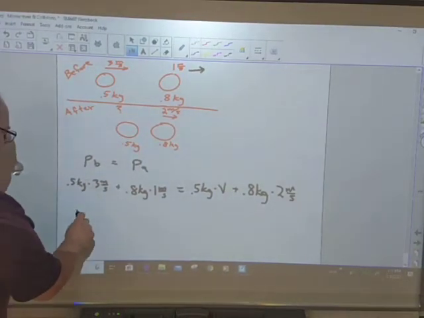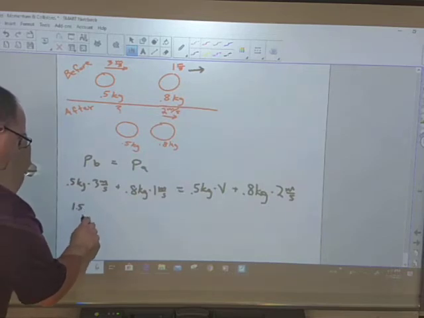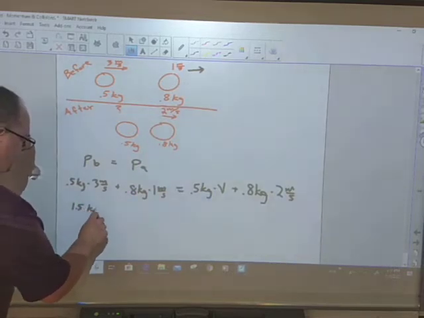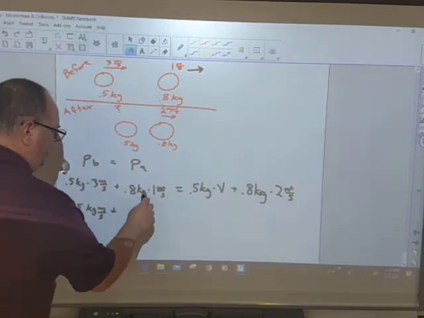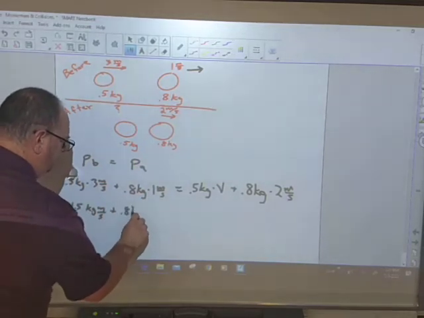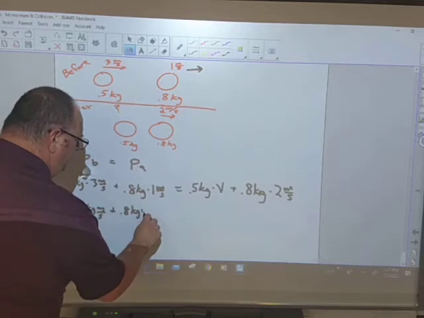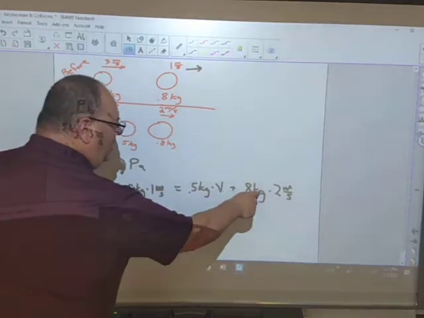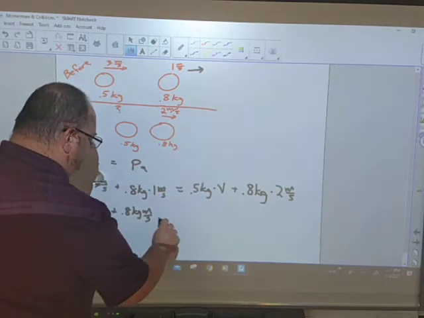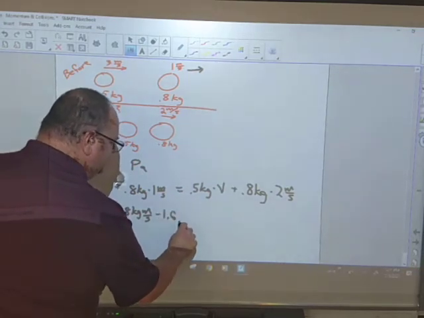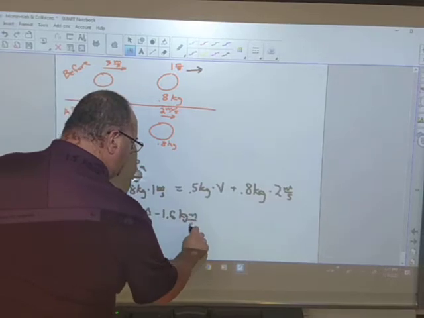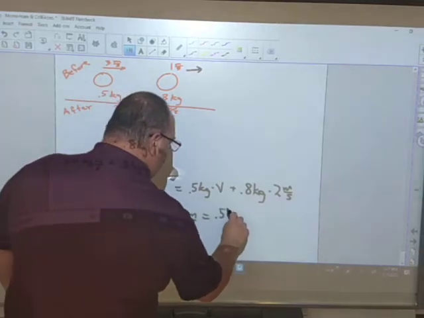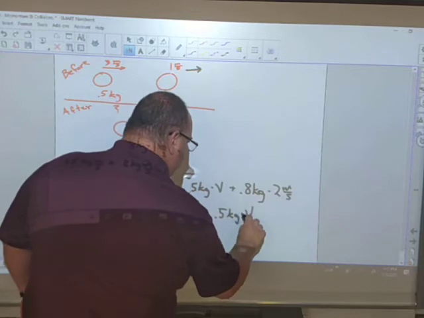Okay, 0.5 times 3 is 1.5 kilogram meters per second. 0.8 times 1 is still 0.8 kilogram meters per second. 0.8 times 2 is 1.6, and we go minus 1.6 kilogram meters per second equals 0.5 kilograms times V.